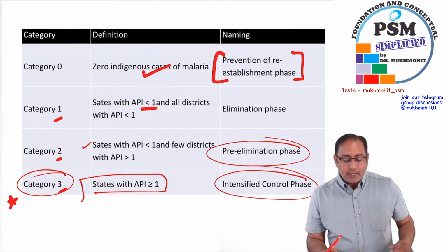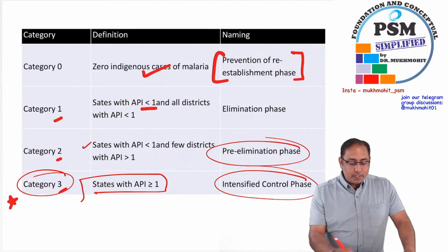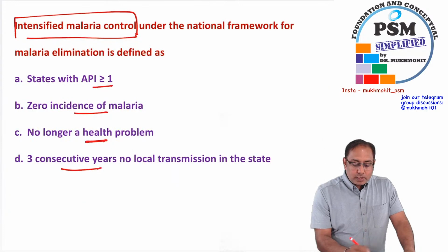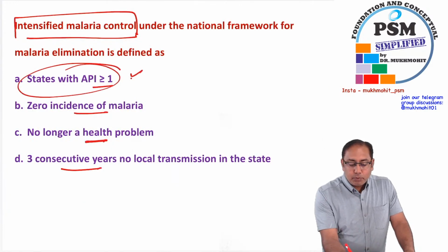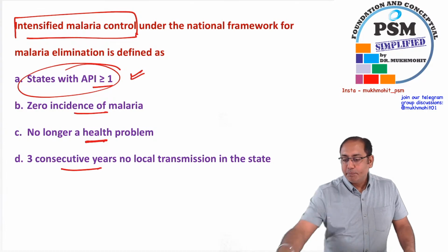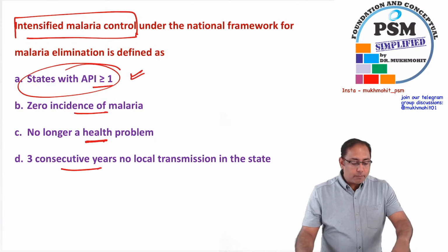That is called as elimination state. So what is the best answer over here? You were supposed to mark states with API more than 1. Option A is the best answer. Many of you have marked it correctly.